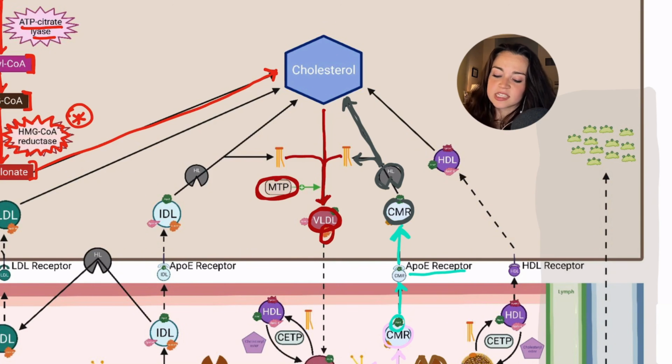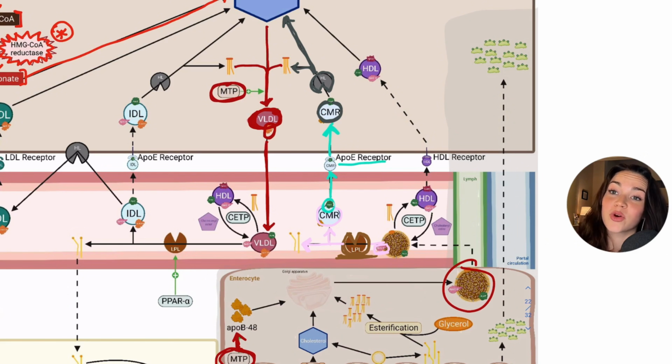Now that VLDL has been packaged up and it is ready for export into the blood. And it's in the blood where it will pick up two more surface apolipoproteins, ApoC2 and ApoE. This should all feel very analogous to the chylomicron secretion. And just like with the chylomicron, the next step is going to be lipoprotein lipase, right?